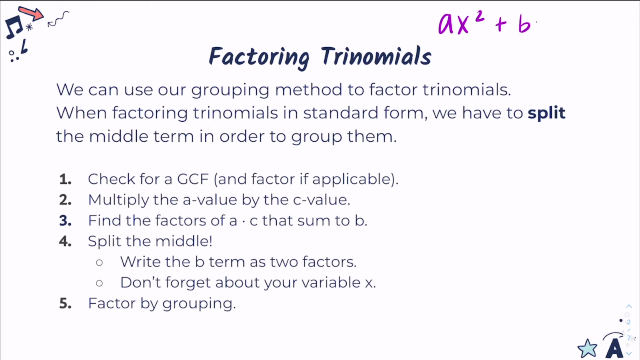So our quadratic trinomials, a is our quadratic term coefficient, b is our linear term coefficient, and c is our constant. So we're going to start by finding 2 numbers that multiply to give us a times c and add to give us b. And when we find those 2 numbers, that's when we can split our middle term so that we can factor by grouping. So let's look at a couple of examples.